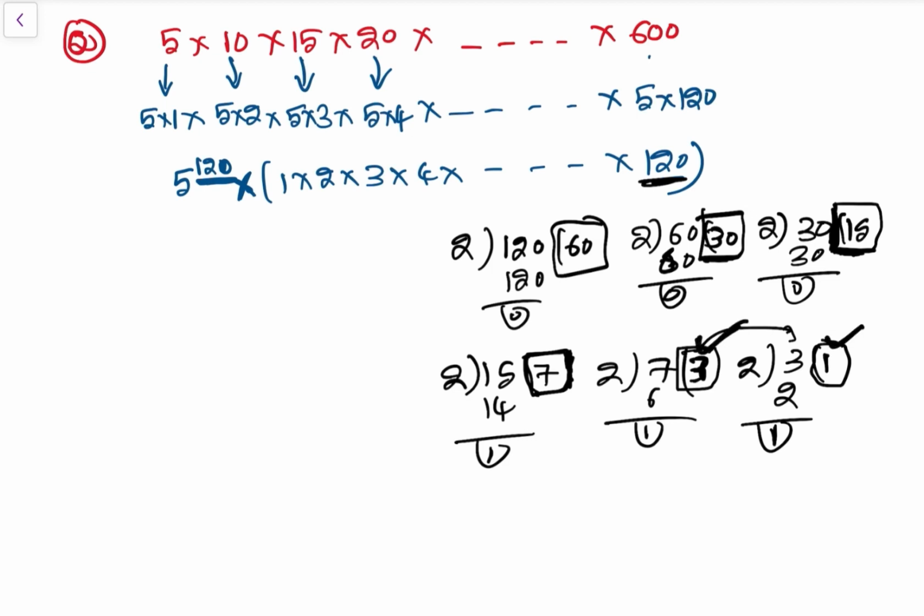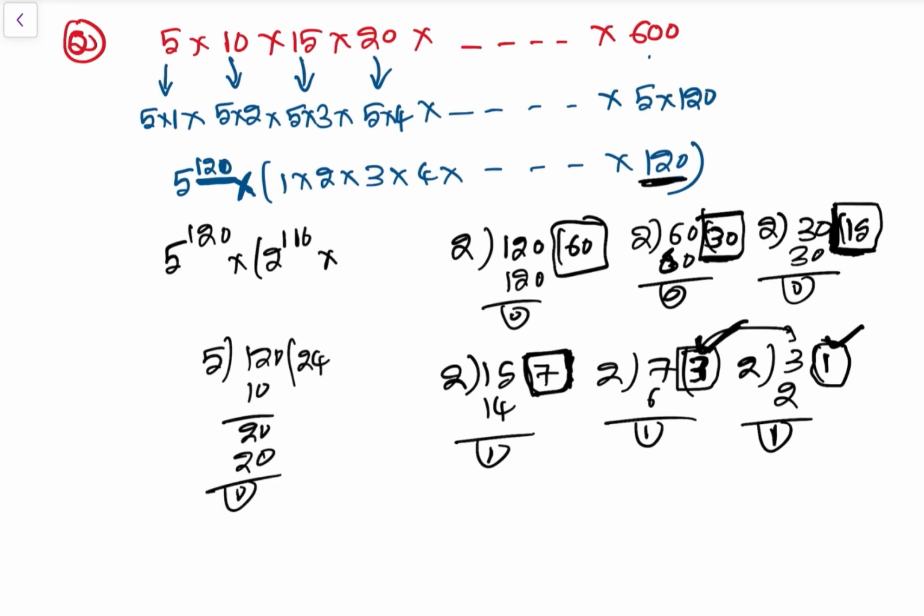So 2 to the power 120 into 2 to the power 116. Here 5s will also come. How many 5s will come? So 5 to the power 120. So 5 2s are 10, 20 4s are 20. So 24 will come.